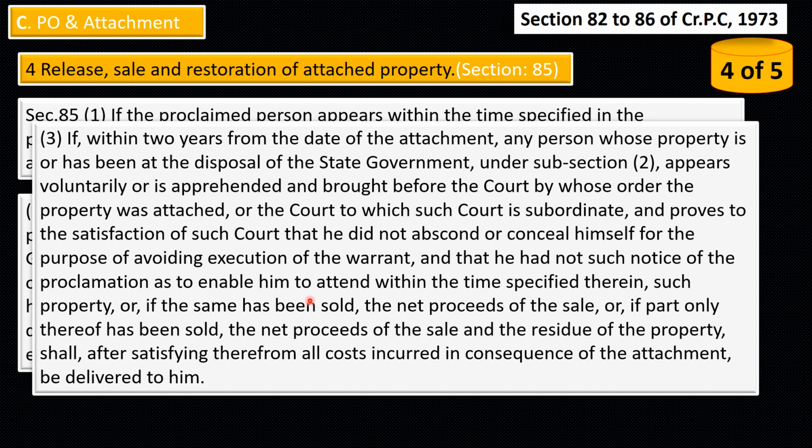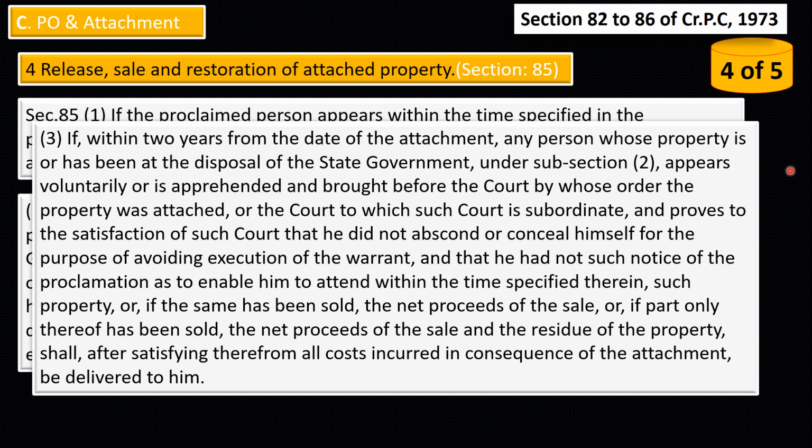as to enable him to attend within the time specified therein, such property, or if the same has been sold, the net proceeds of the sale, or if part only thereof has been sold, the net proceeds of the sale and the residue of the property shall, after satisfying therefrom all costs incurred in consequence of the attachment, be delivered to him. Now let's try to understand what subsection 3 of 85 is trying to tell us.